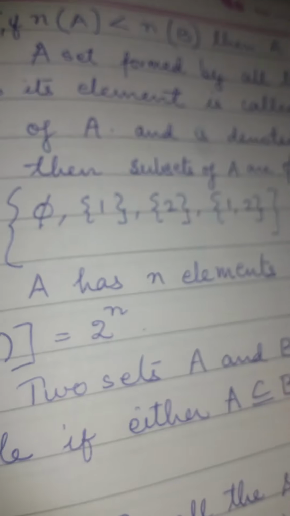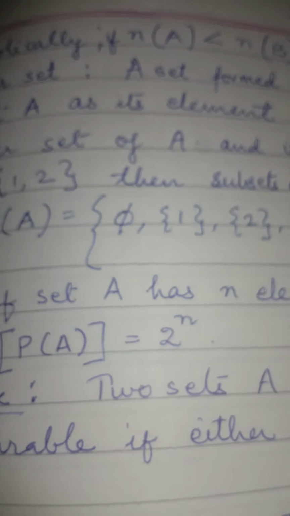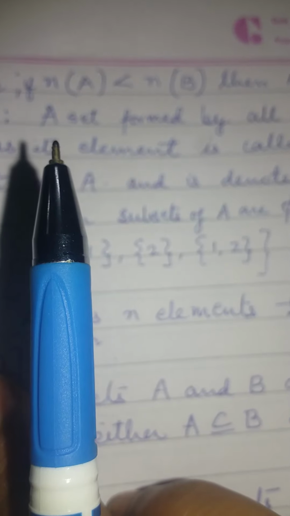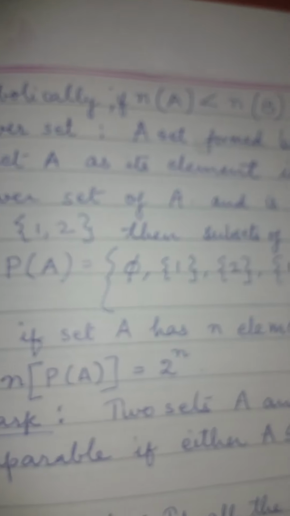Next topic is the power set. What is a power set? Suppose there is a set A. Now I know how we can make the subsets of set A. What is a power set? The power set is a set which contains all the subsets of a given set. A power set is a set formed by all the subsets of a given set.